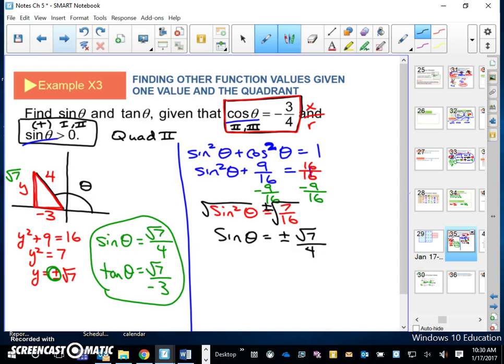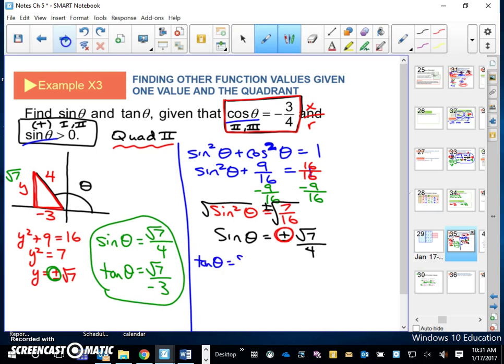Now here's where that quadrant 2 comes in. We know we're in quadrant 2, and that means sine is positive, and so we would look at the positive sign. There's my square root of 7 over 4. But now I need tangent, and there are a couple of ways to do it. You could use another Pythagorean identity, or you could use a quotient identity, one or the other. It's probably going to be easier to use your quotient identity.